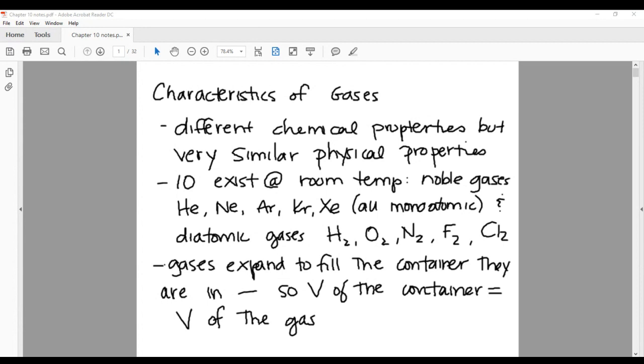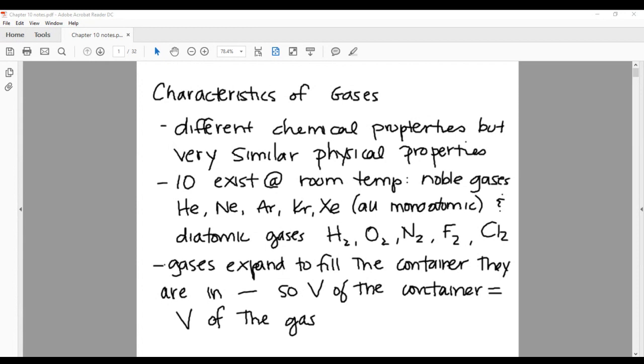So when we look at the characteristics of gases, what we notice is that gases will have different chemical properties, but very similar physical properties. Gases, no matter what type they are, are very similar in the way that they react to the environment around them. So the way that they react to pressure changes or temperature changes or volume changes. So even though their chemical properties are different, because they're made up of different elements, their physical properties are very similar, and that allows us to study them quite readily.